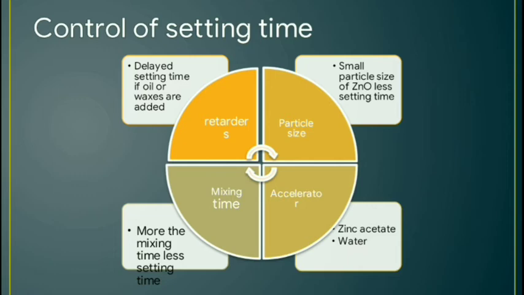Control of setting time. The factors controlling the setting time are particle size. If the particle size of zinc oxide powder is smaller, the setting time is less. And the accelerator. Setting time can be decreased by adding accelerators like zinc acetate and the water. It increases the speed of formation of zinc hydroxide. And mixing time. Longer the mixing time, then shorter the setting time. And we could also add the retarders to delay the setting time. The retarders could be oil, waxes, and also setting time can also be delayed by cooling the mixing slab.